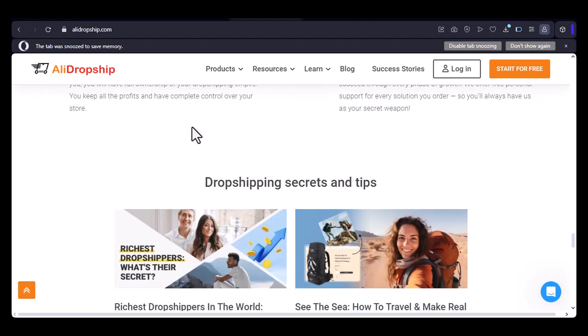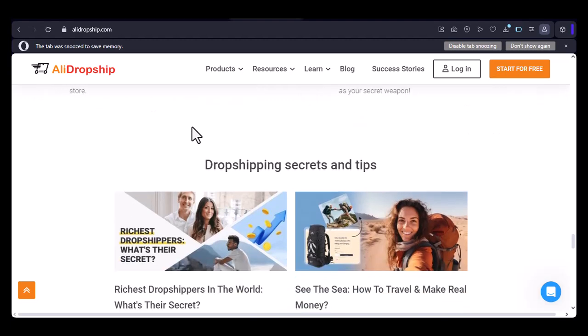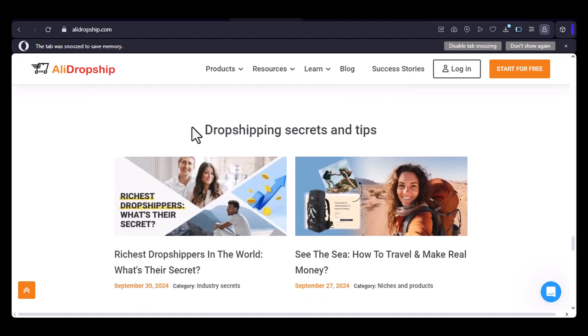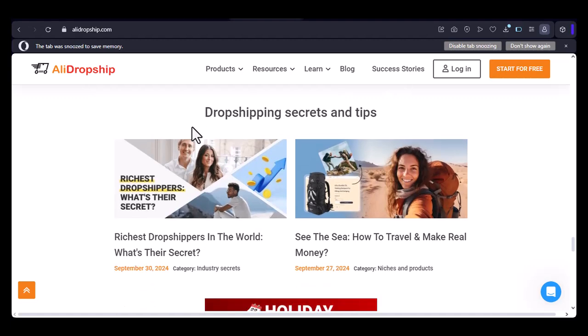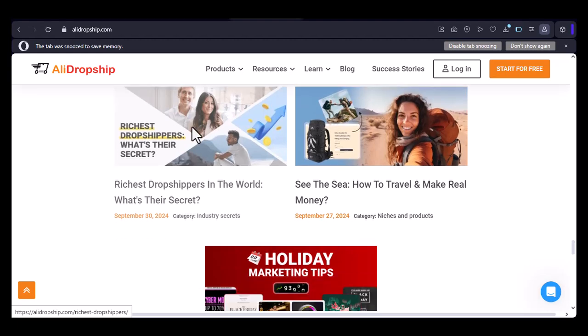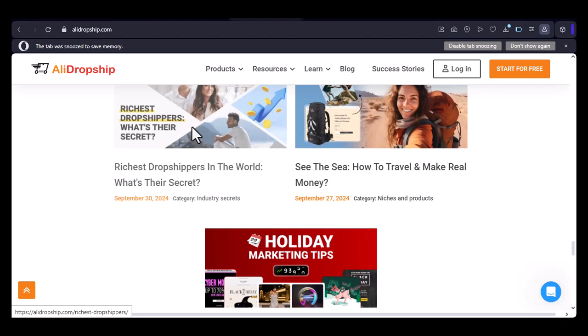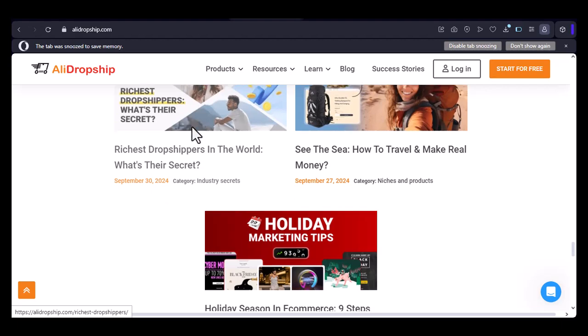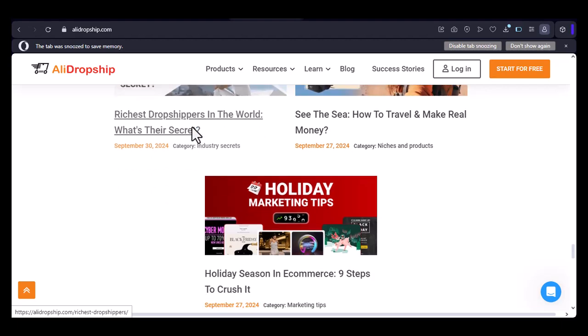Getting a refund from AliDropship can be a bit of a process, but it's not impossible. By understanding their refund policy, following the correct steps, and providing sufficient evidence, you can increase your chances of a successful outcome. Remember, patience and persistence are key.